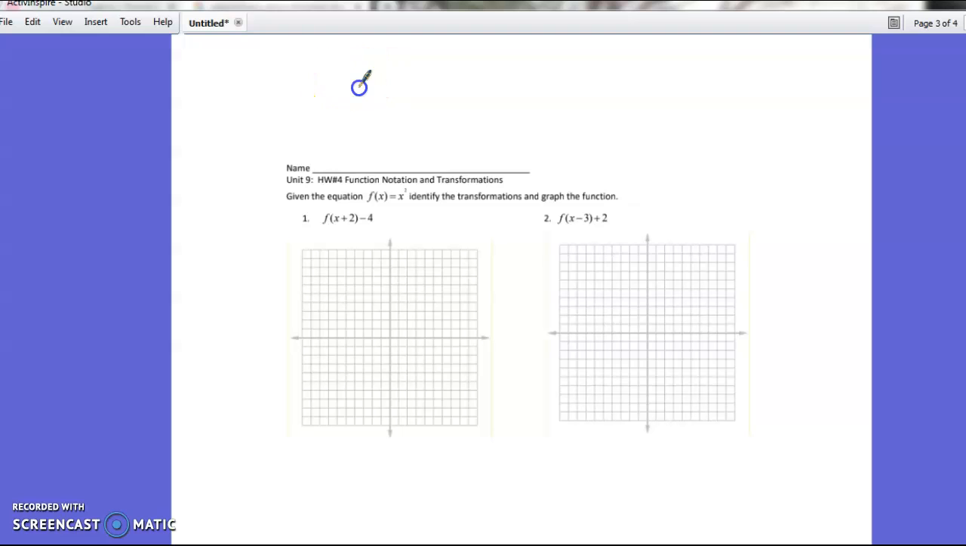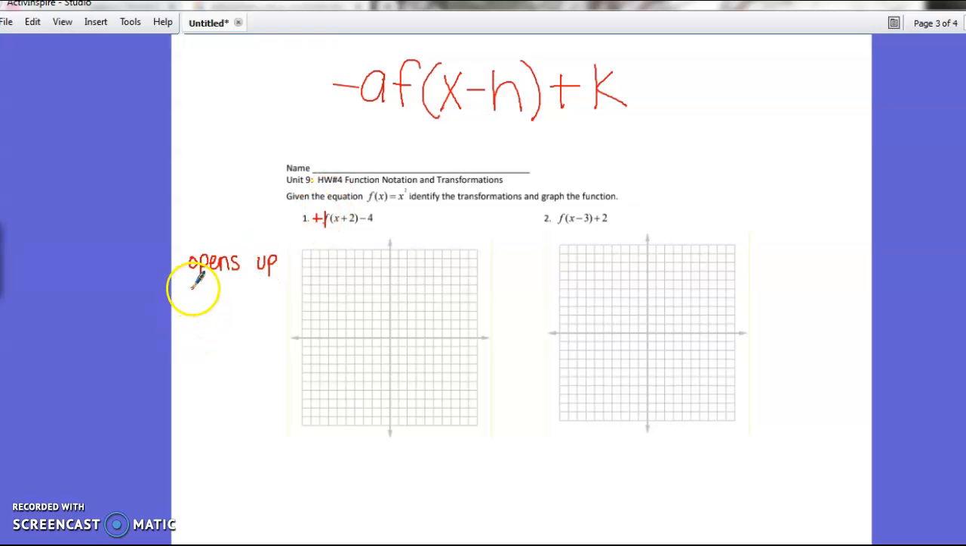So if we look here, actually, from our notes, and it would be helpful if you had your notes out next to you, we don't have anything in our A position. That means we have a positive 1 up here. So that means it's going to open up, and that we have a vertical dilation of 1. x plus 2.